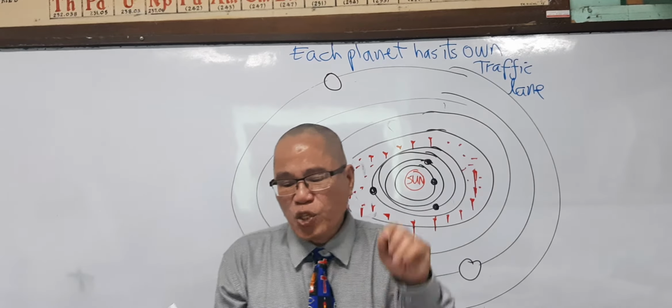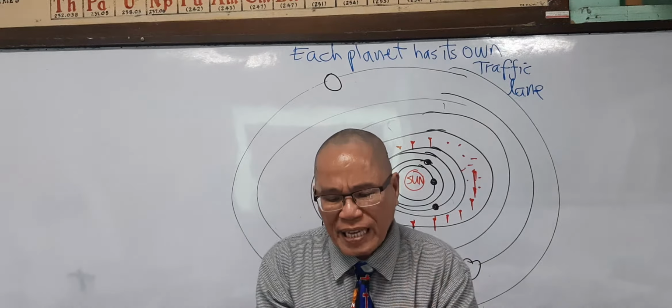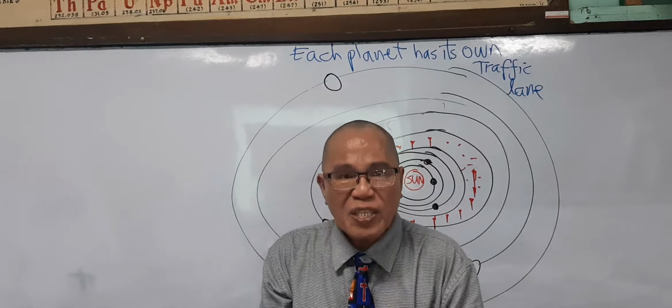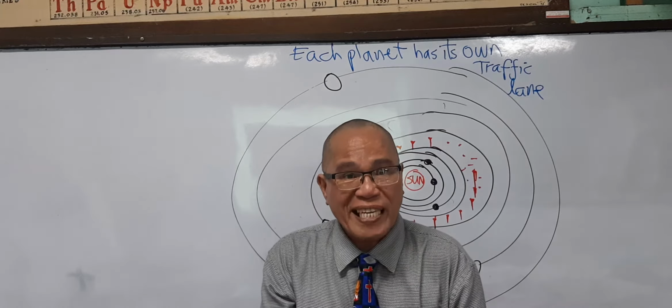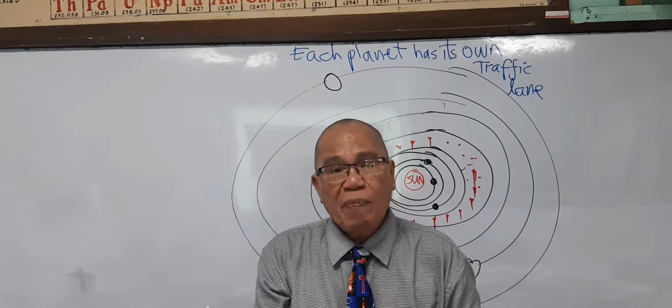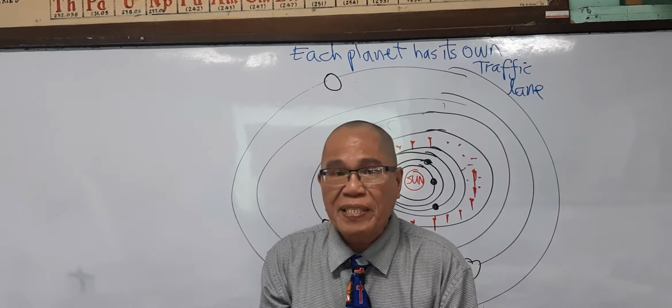Okay. Then Jupiter, 13.07 kilometers per second. Saturn, 9.69 kilometers per second. Uranus, 6.81 kilometers per second. Neptune, 5.43 kilometers per second. Pluto, 4.74 kilometers per second.